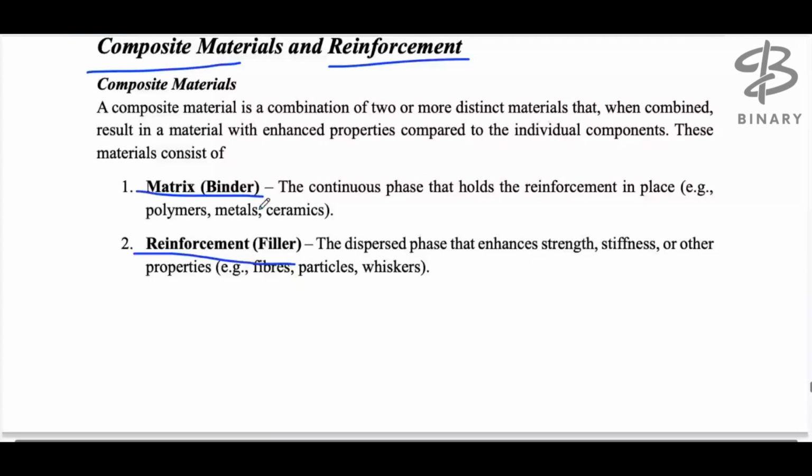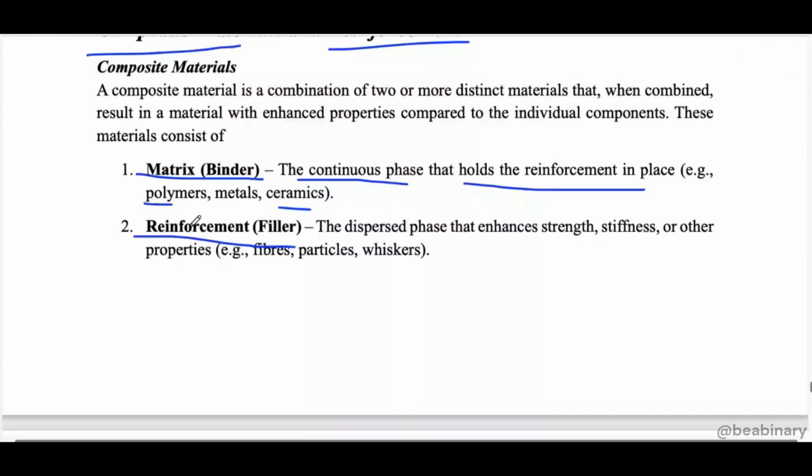So that is the binder. It supports them. The matrix is the continuous phase that holds the reinforcement in place. Examples: polymers, metals, ceramics. If we talk about the reinforcement filler, it is the dispersed phase that enhances the strength, stiffness, or other properties. Examples: fibers, particles, whiskers.